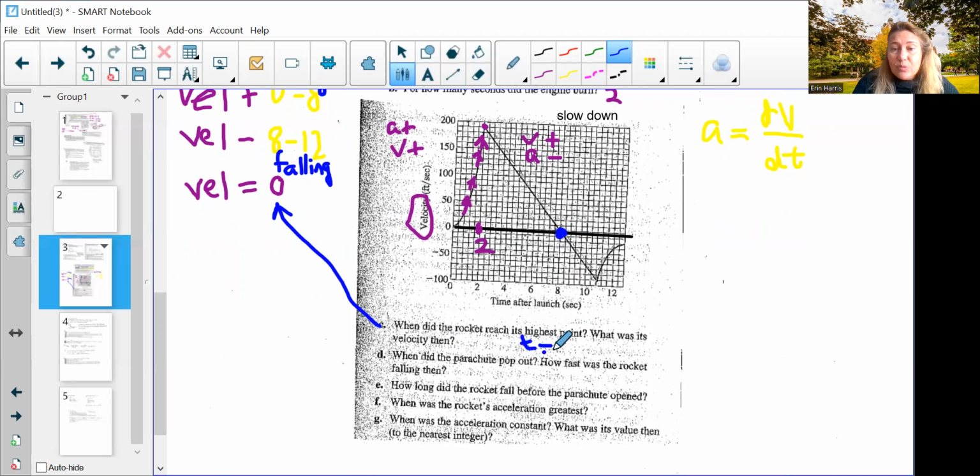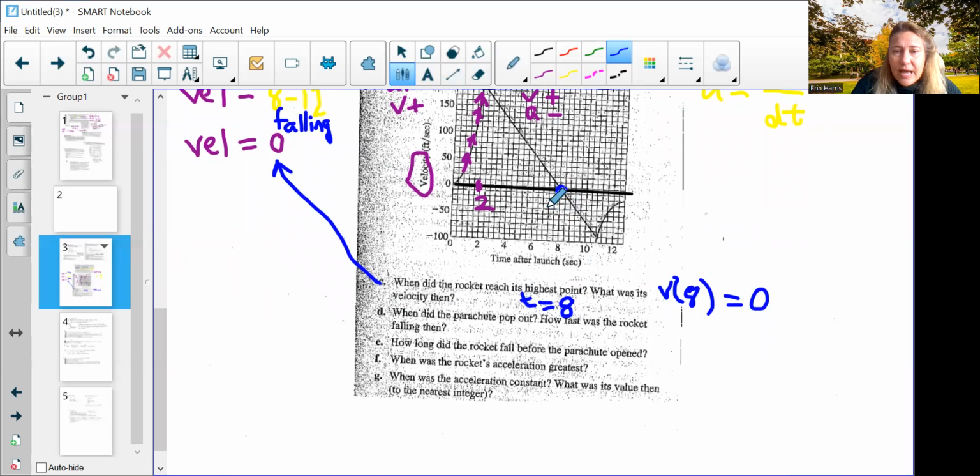So this is t equals 8, and what's the velocity then? When an object starts falling, the velocity at 8 seconds, V of 8, is equal to 0. The velocity is 0 when our particle or our object changes directions. So now let's start talking about the part where the object is falling. From 8 to 12 seconds, the object is falling.